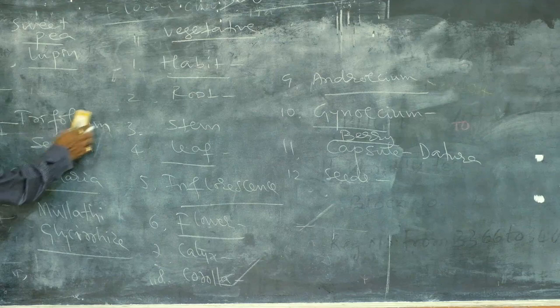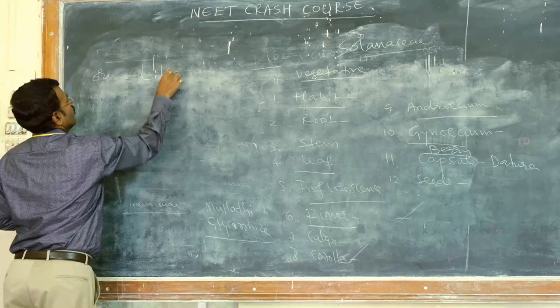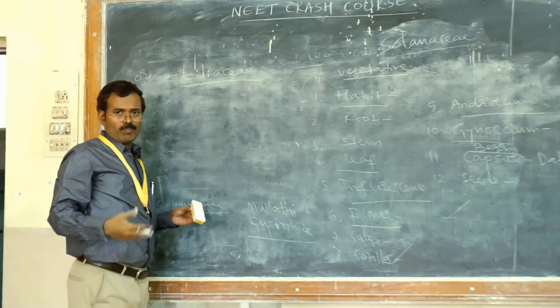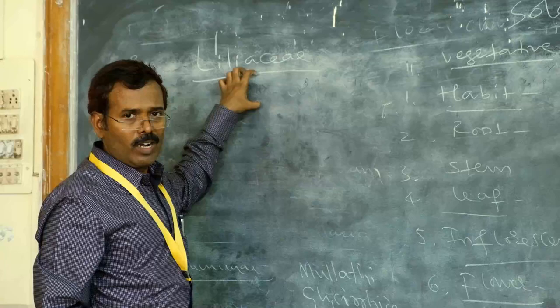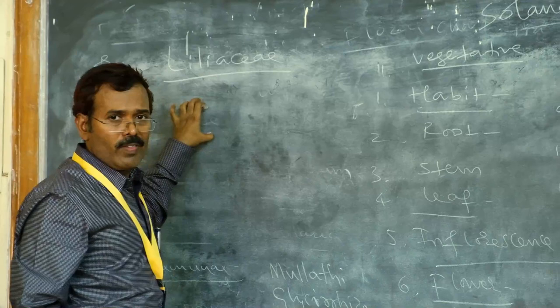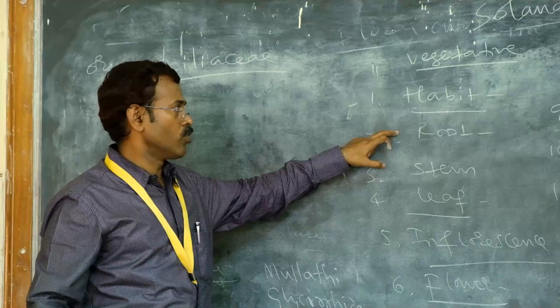Okay, the last family now, Liliaceae. Solanaceae family is known as chili family or tomato family or brinjal family. Liliaceae family is known as lily family or onion family. As usual, characters you have to discuss. These plants are found in tropical, subtropical and temperate regions also. Habit, mainly they are herbs, perennial herbs, and a few shrubs are also found. Root system, fibrous root system you can find.